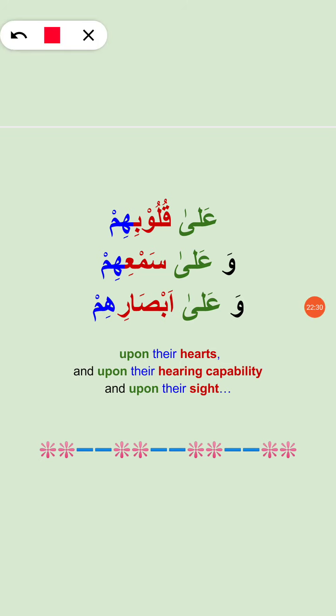Then ala sam'ihim, sam'i is hearing capability. The word for ears is uzn, so sam'i is the capability to hear. Wa ala absarihim, the capability to see, sight. So upon their hearts and upon their hearing capability and upon their sight. Rishabatu is a wheel. So this was our final example.